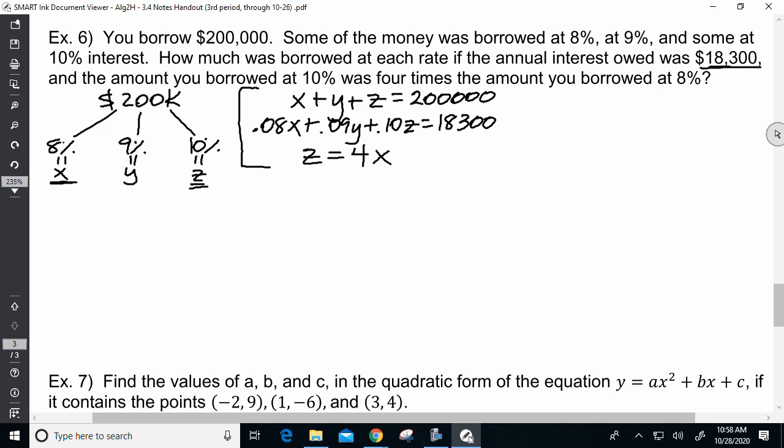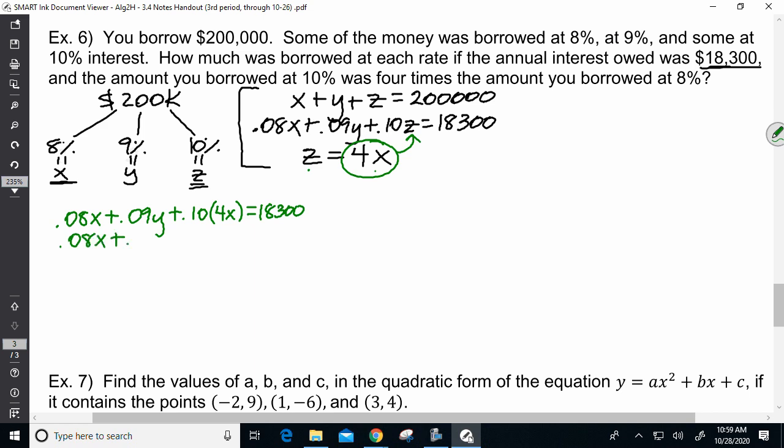What should we do? Because now we're going to solve it. What's your plan of attack? I know what my plan is. What's your plan of attack? So take z equals 4x. Since z equals 4x, take 4x and plug it in the second equation. So that means 0.08x plus 0.09y plus 0.10 times 4x equals 15,200.